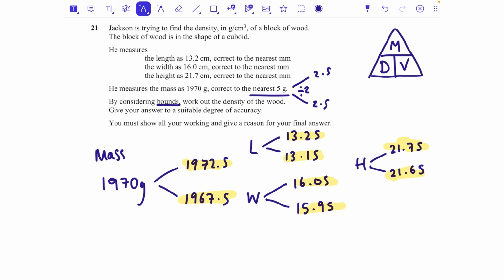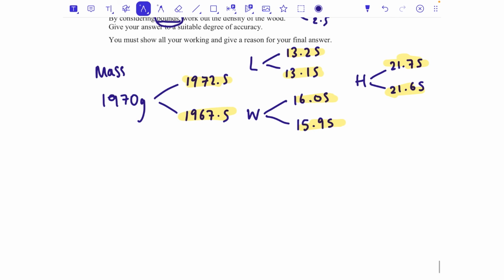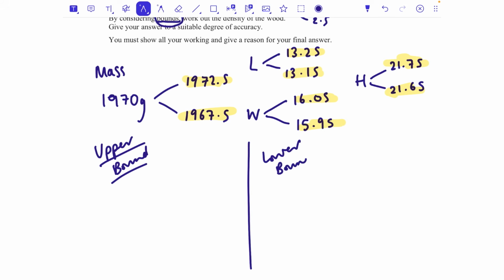Now it says, by considering bounds, work out the density of the wood. They're not asking me for the upper bound. They're not saying what's the biggest it could be. They're not asking me for the lower bound. They're not asking me the smallest it could be. They're asking me to consider bounds. And considering bounds means we need to do the absolute biggest, the upper bound, and the absolute smallest, the lower bound. And then we're going to compare them both.